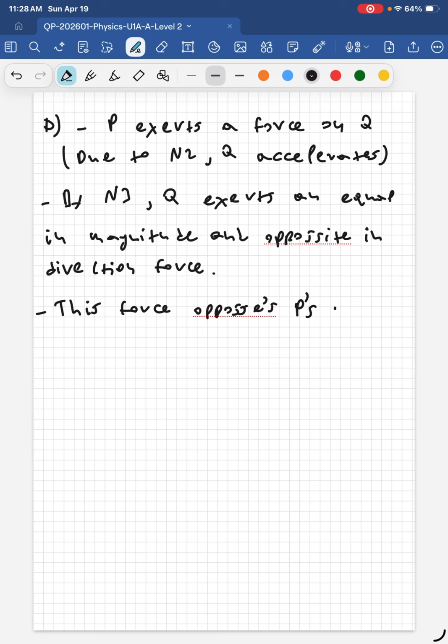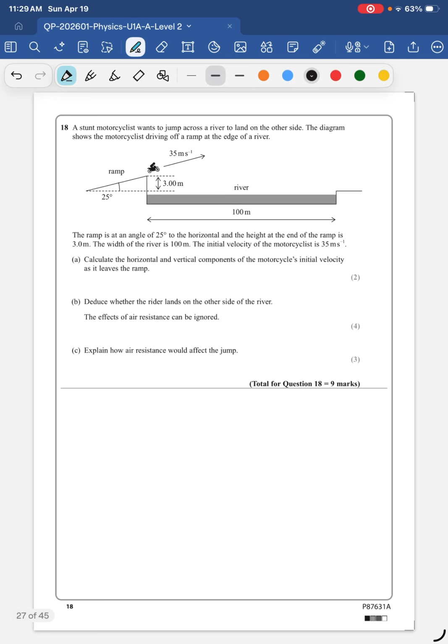Okay, P's motion. So P decelerates. Okay, so this is a proper answer, I believe. So this was question 17. Let's move on to question 18.